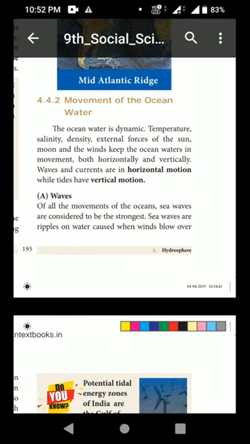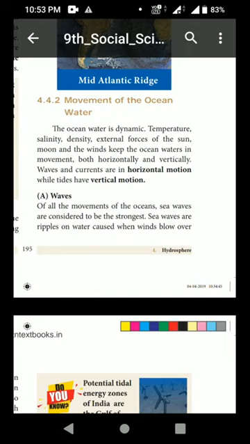You all know this ocean, isn't it? What do you know about this ocean water? The ocean water is dynamic. Always it will move, isn't it? It won't be at rest. So the ocean water is dynamic. Do you know why this ocean water is dynamic? Due to temperature, salinity, density, external forces of the sun, moon and the wind. These things only keep the ocean water in movement, both horizontally and vertically.